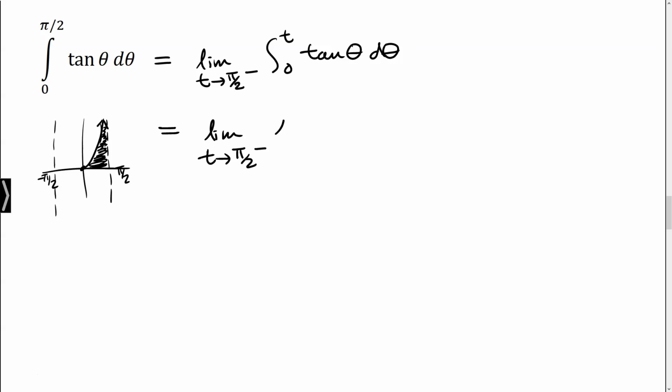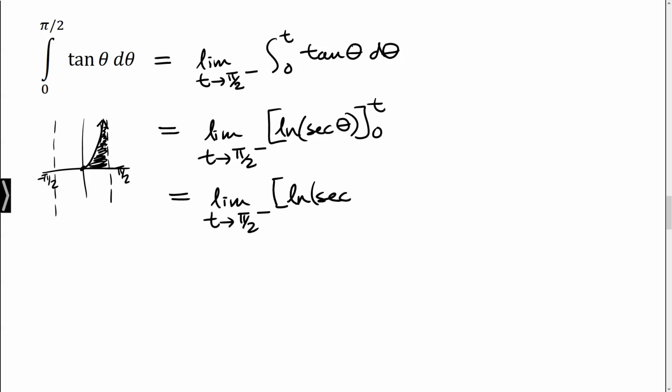So we're going to be evaluating ln secant from 0 to t. That's natural log of the secant of t minus natural log of the secant of 0. Now you have to think about a little bit of trig. The cosine of 0 is 1, which means the secant of 0 is also 1. And the natural log of 1 is 0. So this entire second term is just 0. So really, it's just the natural log of the secant of t.